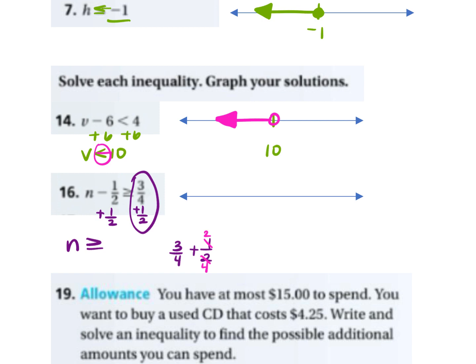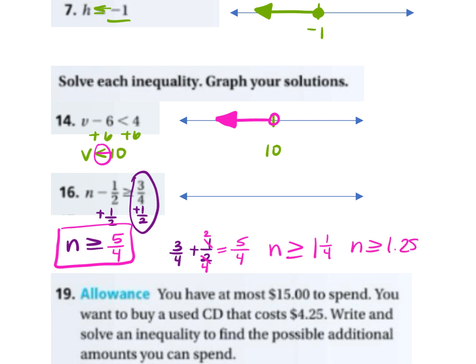So 3/4 plus 2/4 is 5/4. So you may write it like that. N is greater than or equal to 5/4. Or you could write it n is greater than or equal to 1 1/4. Or I don't even care if you write it like this, 1.25.